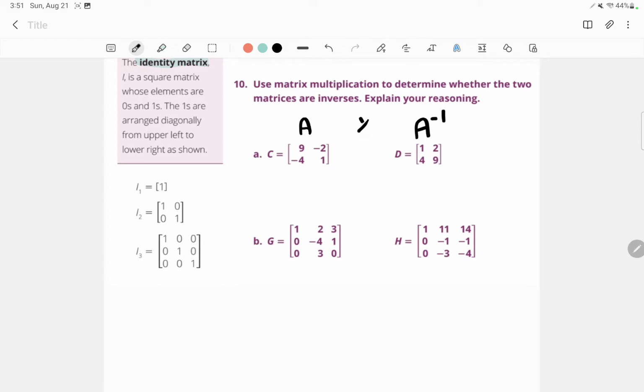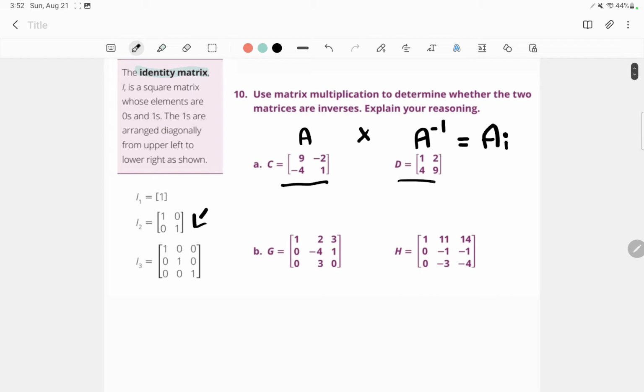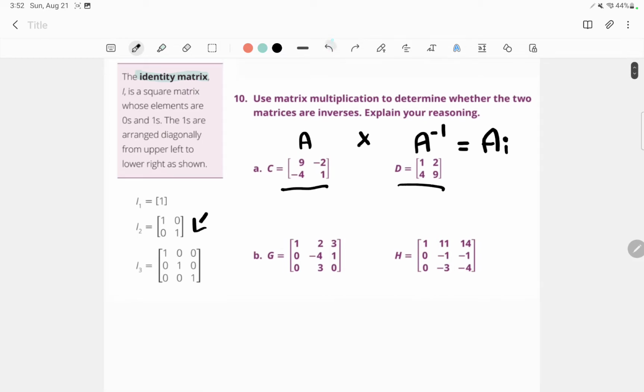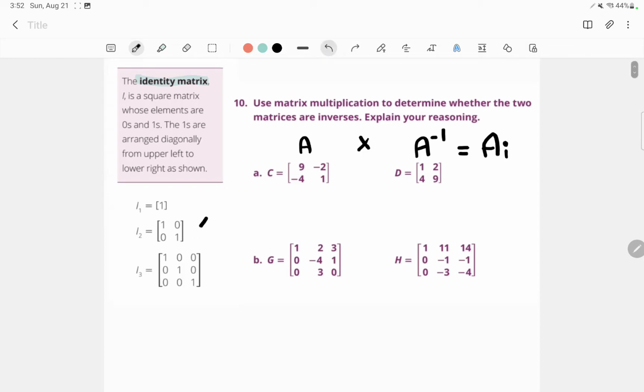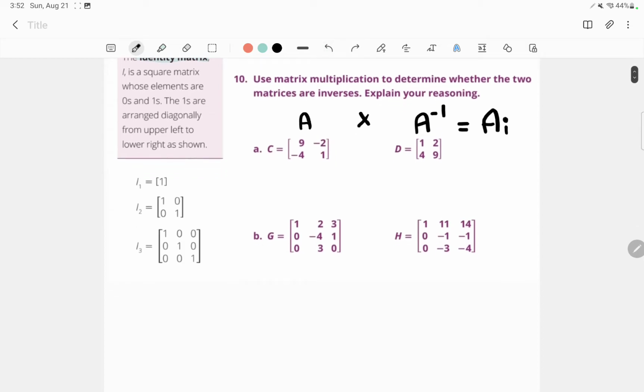And what the book is saying is, if you multiply both of them, you're going to end up getting an identity matrix, A times its inverse, which is going to be that one. If you multiply this one with this one, you're going to get this guy right here. That's what they're telling us. Now we have to see if that's true. In order to check if that's true, we're going to have to multiply.